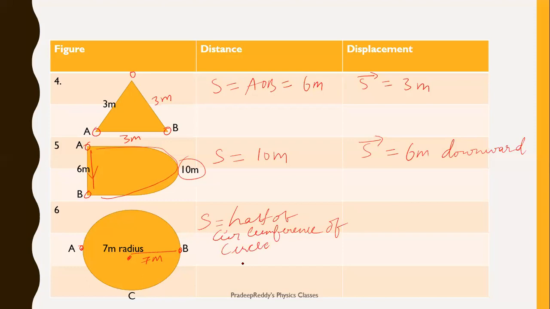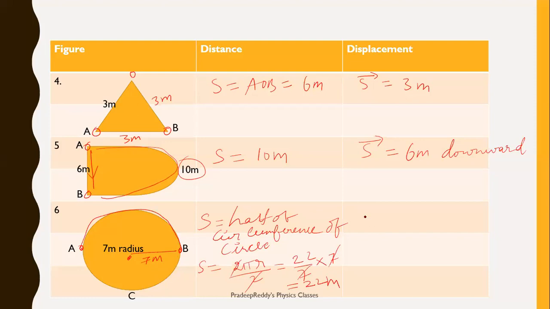2 and 2 get cancelled, which is equal to 22 by 7 into radius, which is 7. 7 and 7 get cancelled. Final answer will be equal to 22, and this is 22 meter. So circumference is 2 pi r. Half of the circumference is the distance traveled, which is 22 meter.